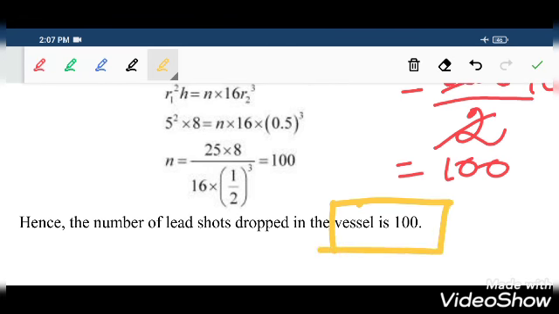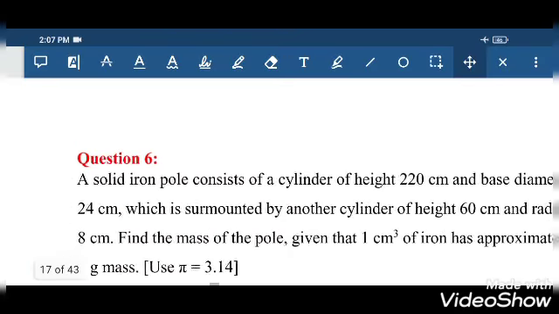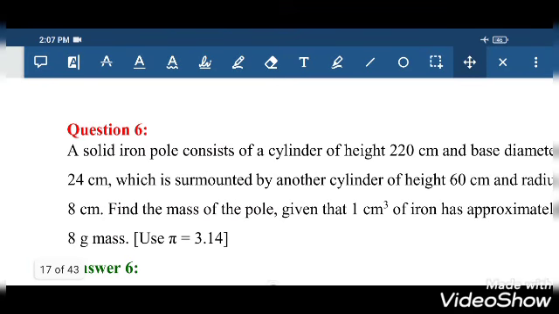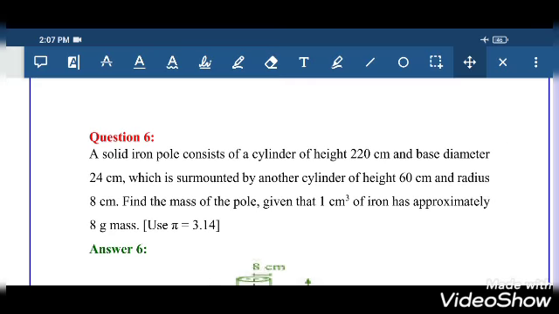Next, I have to give the idea for the homework sum in the 6th question. A solid iron pole consists of a cylinder of height 220 centimeter and base diameter 24 centimeter, which is surmounted by another cylinder of height 60 centimeter and radius 8 centimeter. Find the mass of the pole given that 1 centimeter cube of iron has approximately 8 gram mass.